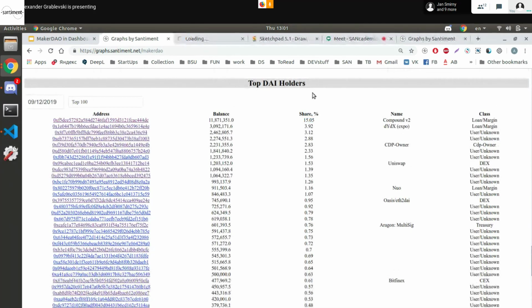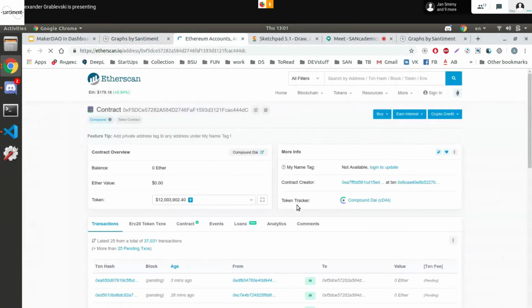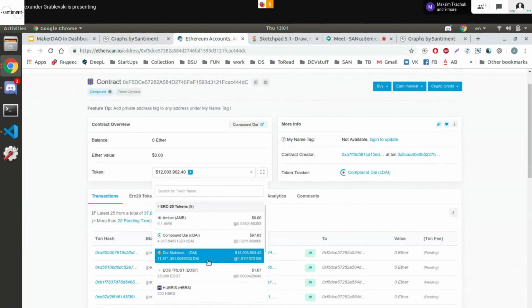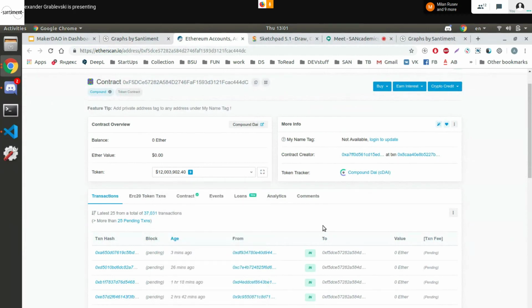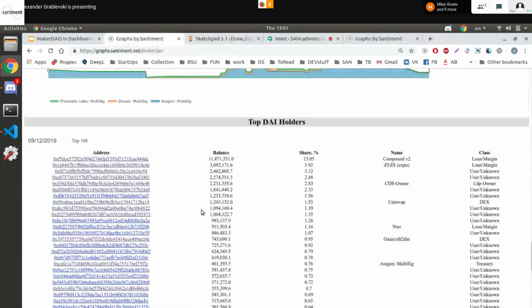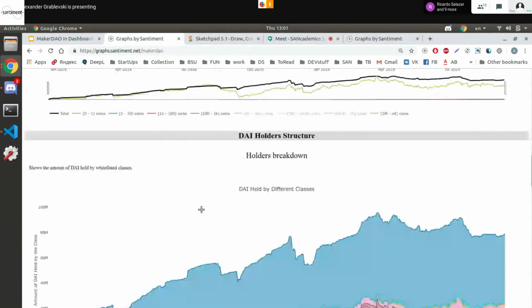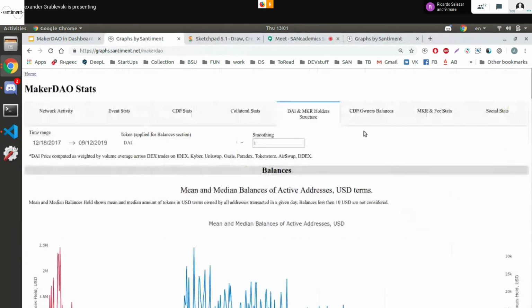So what is it? Let's go to Compound. Yeah, so we see that's exactly the Compound address for DAI, and it has a numerous DAI balance. So that's basically it. Yep. So that's about this tab.